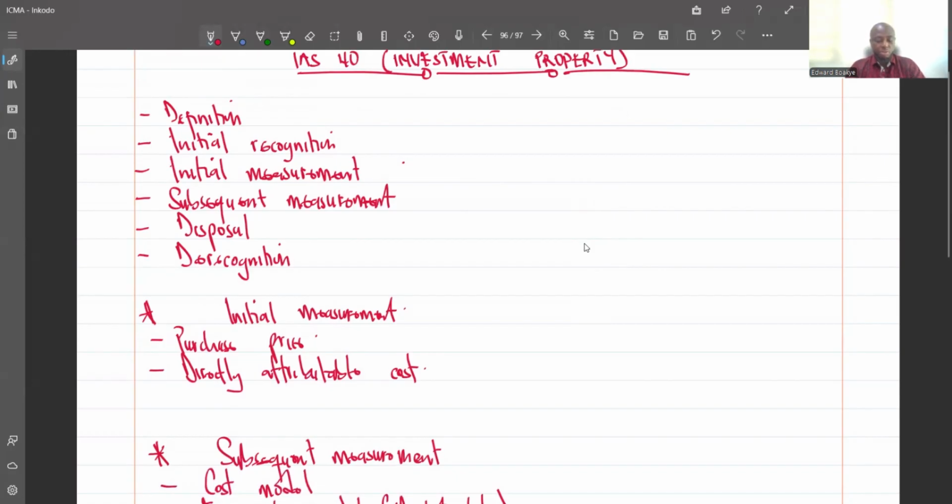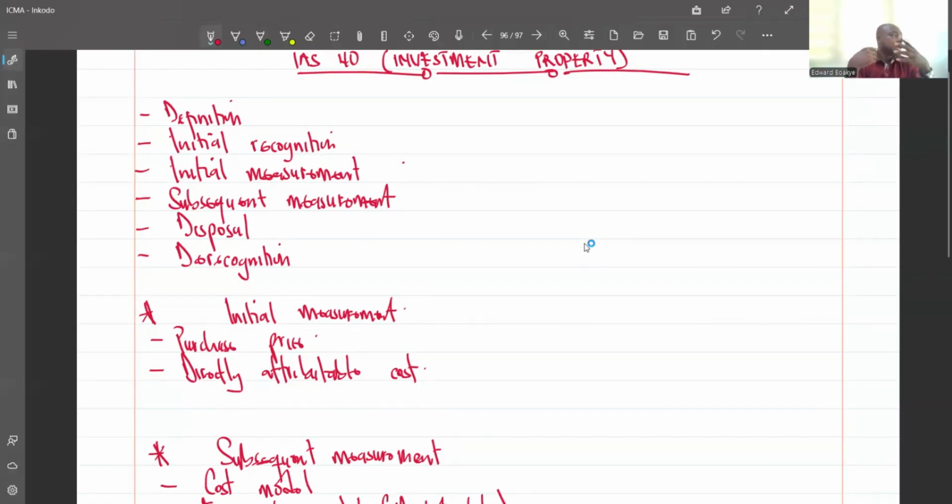So let me try and see if I will be able to share the scenarios. But before then, what are some of the examples when we talk about investment property? Let's try and get some three examples. We've mentioned that it may be a building, it may be part of a building, it may be land or even land and building together that we want to let out or leave for capital appreciation.